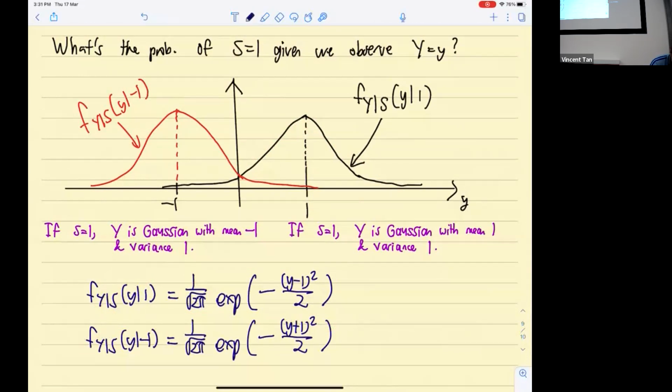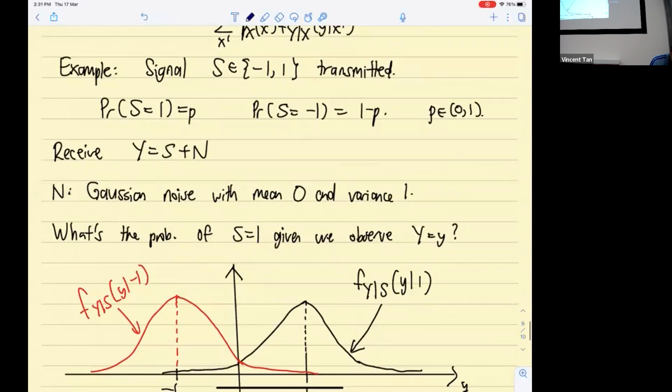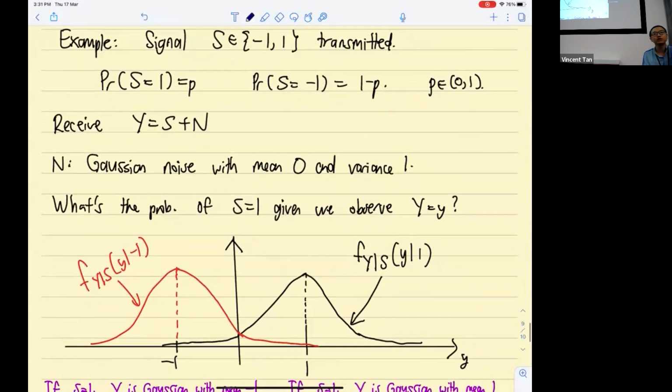So we are interested now in the question: what's the probability of s equals 1 given that we observe y equals y? What is your intuition? Suppose I observe that y is here. What is the probability that s equals 1? Pretty large, because I have very strong evidence that s is equal to 1 if it's here. It's very unlikely that I am associated to the red curve if I observe y here. Similarly, if y is over there, then it's very likely that s is equal to minus 1 because this is closer to here. Now, if I observe that y is equal to 0, then you are equally undecided.